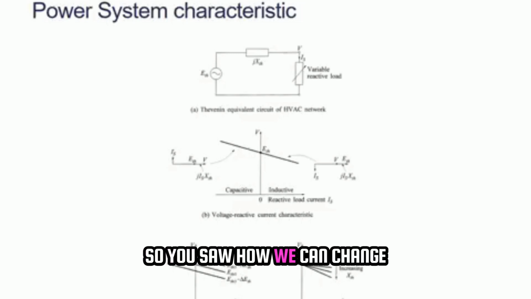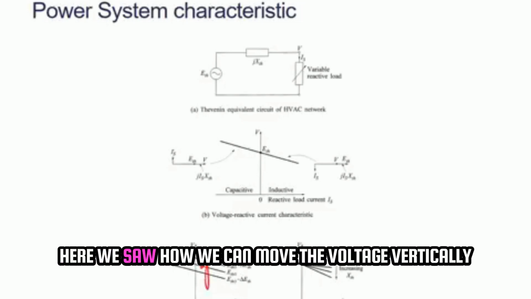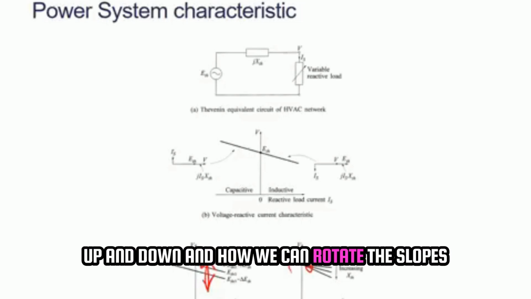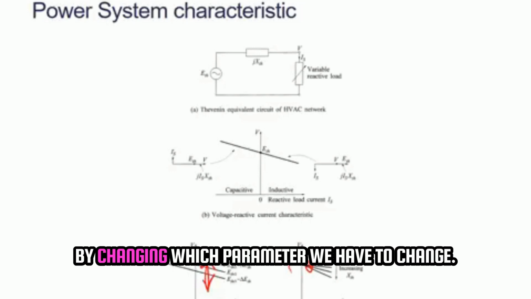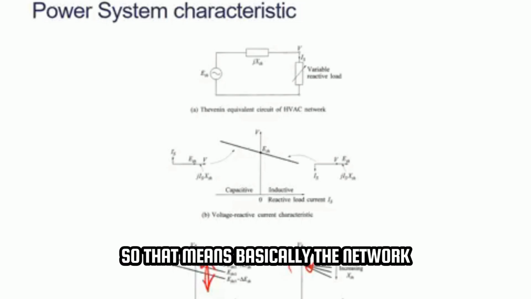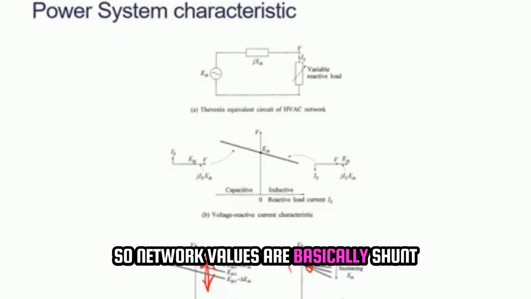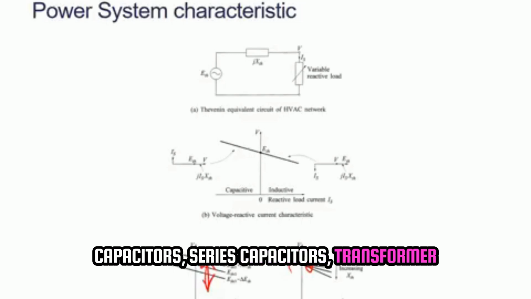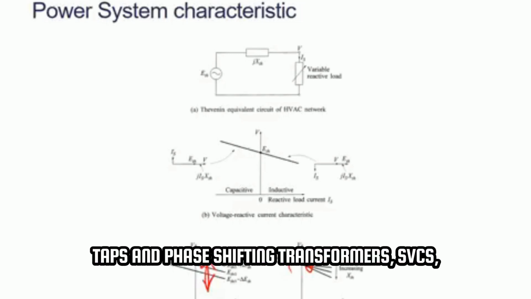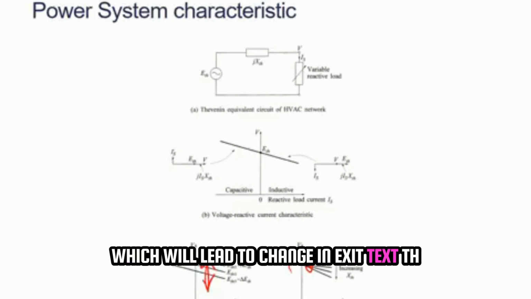You saw how we can move the voltage vertically up and down, and how we can rotate the slopes by changing which parameter. Here XTH has to change, so basically the network values we have to change. Network values are shunt capacitors, series capacitors, transformer taps, phase shifting transformers, SVCs. All those things we can change, which will eventually lead to a change in XTH.